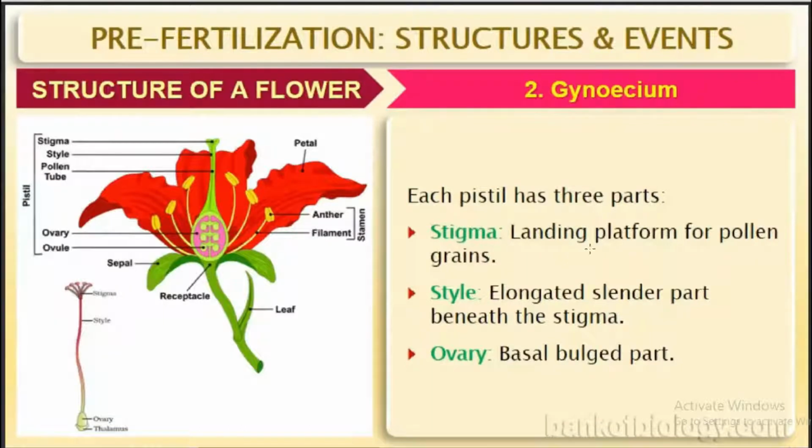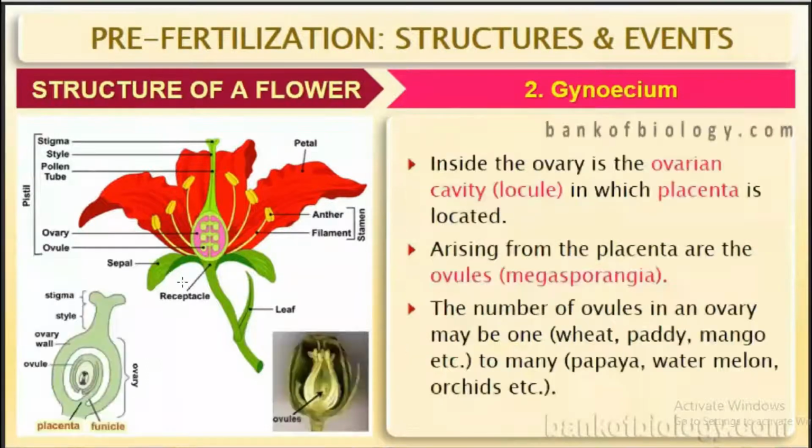See, stigma is the landing platform for pollen grains. We have studied. Then style is the elongated slender part. Then ovary is the basal bulged portion. Then where is this ovule present? Yes, ovule is present inside the ovary.